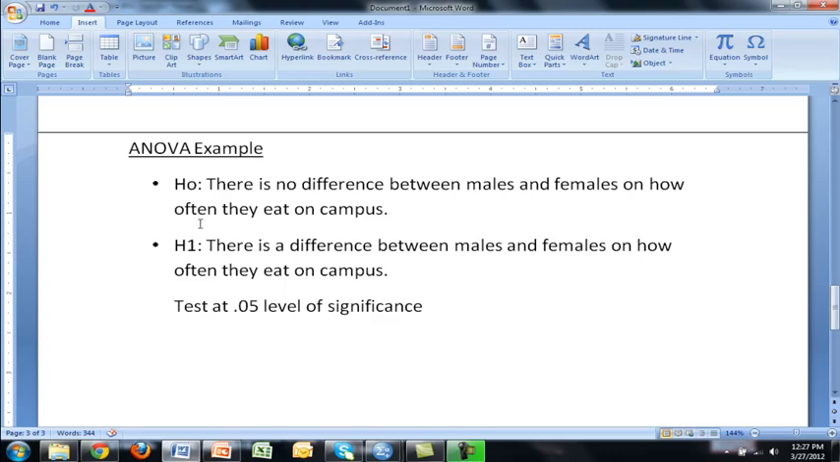Okay, we have H0 and H1 again because it's an ANOVA. H0 is there's no difference between males and females on how often they eat on campus. H1, there is a difference between males and females on how often they eat on campus. We're testing at 0.05 level of significance.